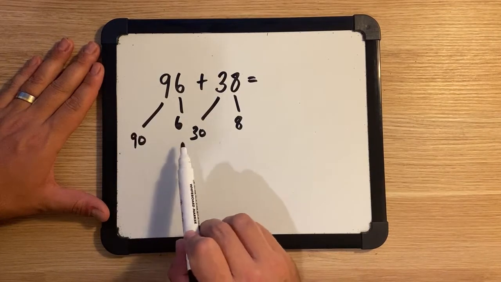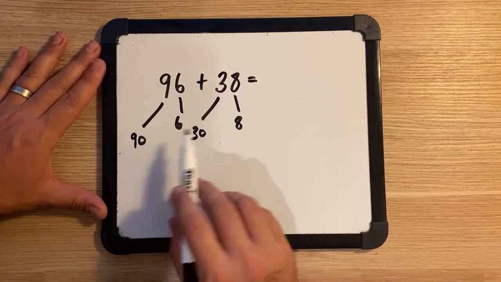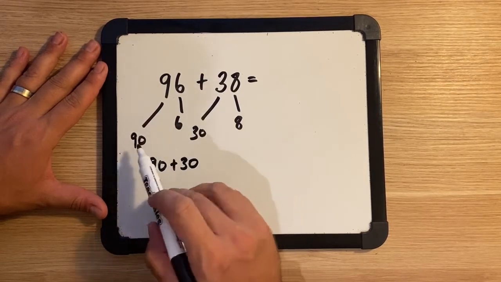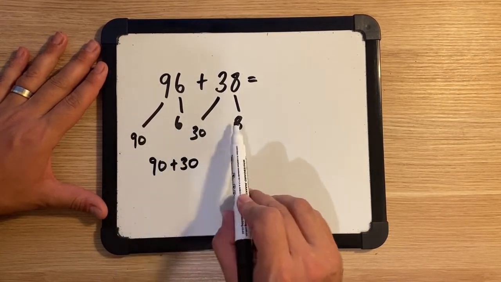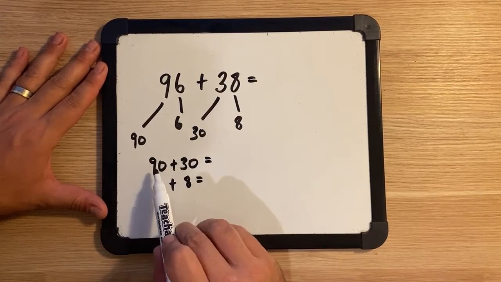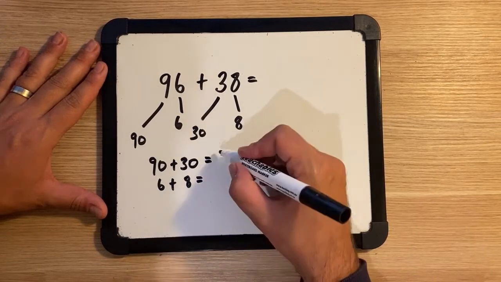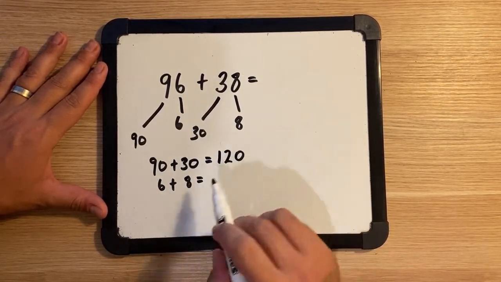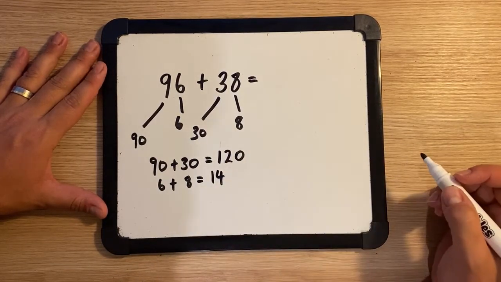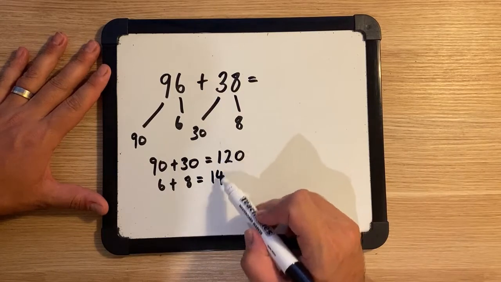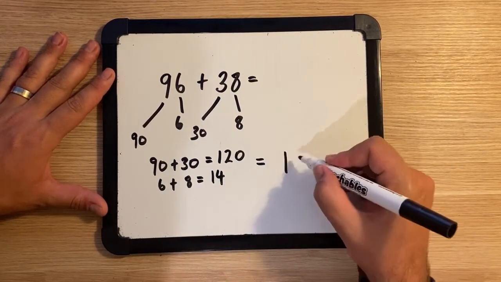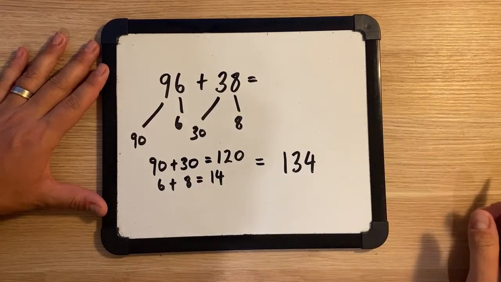So let's put it back now, our 10s and our 1s, let's put them together. 90 plus 30, because they're our 2 10s. 6 and 8. So 90 plus 30 I know is 120. 6 plus 8 is 14. Now I have to put them back together again, and I know that that equals 134.